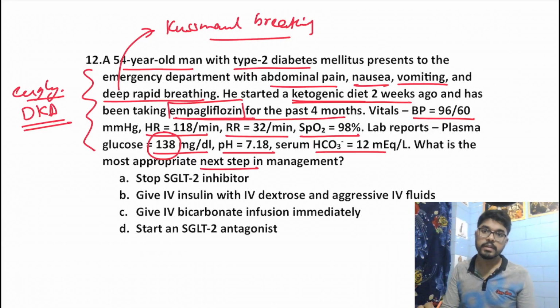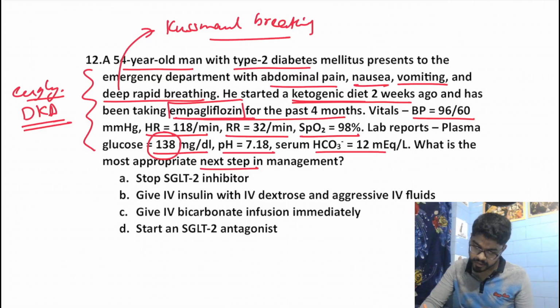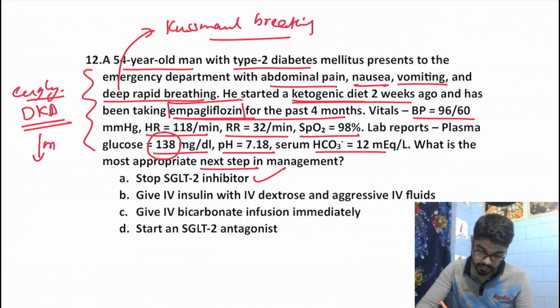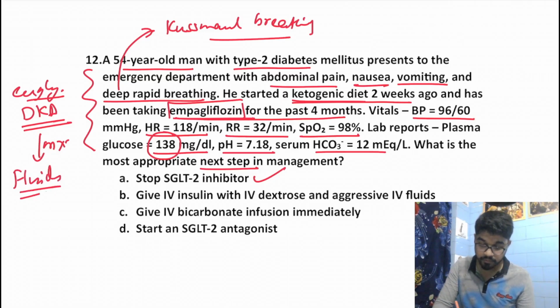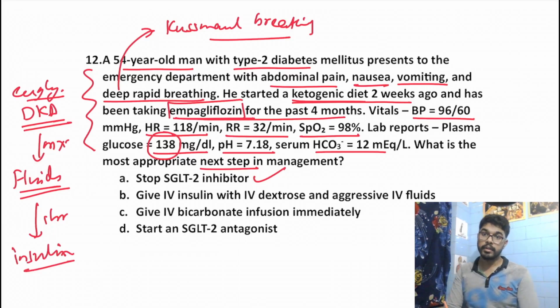First option, stop SGLT2 inhibitors. This is one of such convincing answers. One important thing that we need to understand before this is that the management of euglycemic DKA is first fluids, and then after 1 hour we would add insulin to it. We won't provide insulin along with fluids because that can lead to vascular collapse. We have discussed this in our DKA video, you might refer to it.